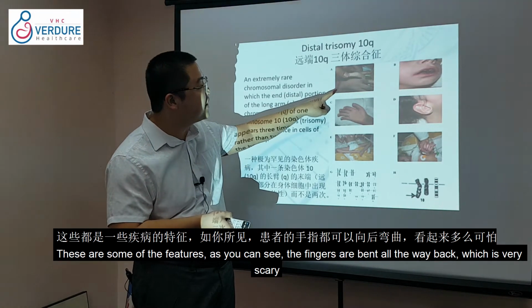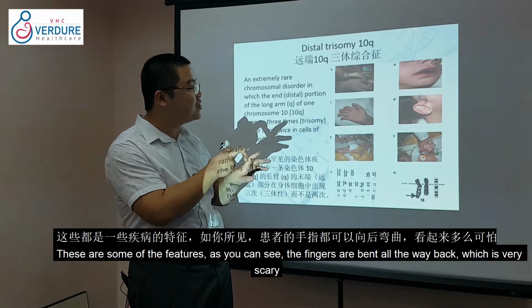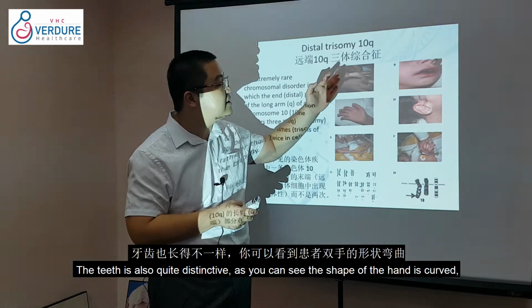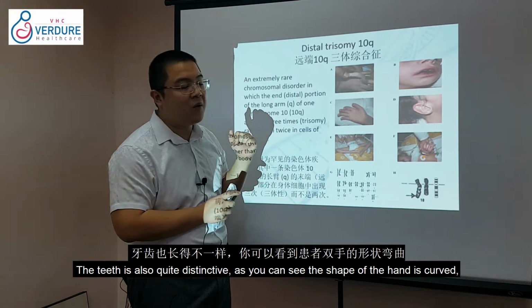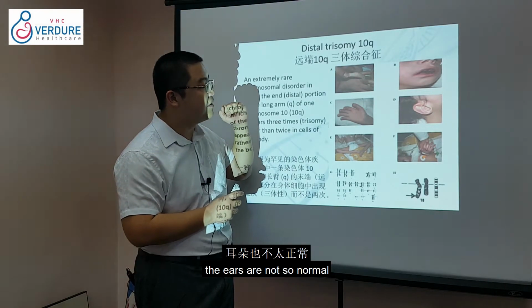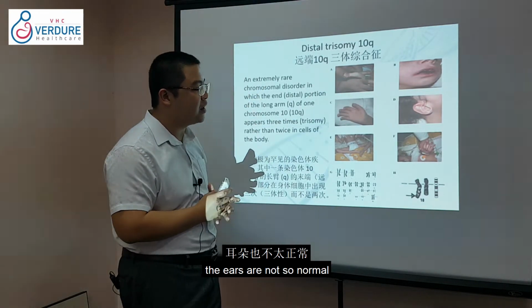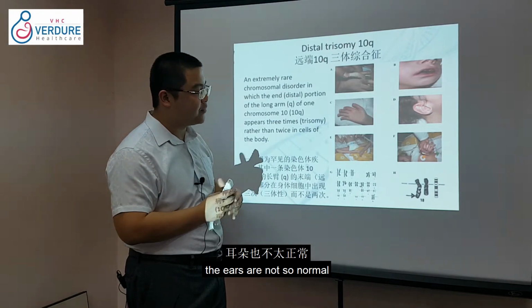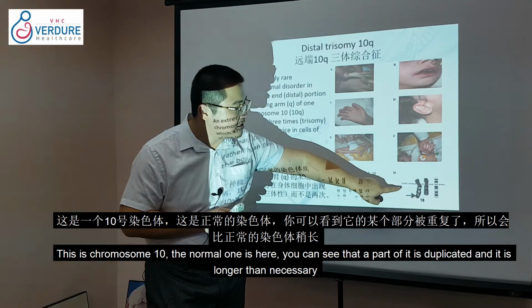As you can see, the fingers got bent all the way back, which is very scary. The teeth are also quite distinctive. The shape of the hand is curved, and the ear is also not so normal. And now, as you can see, this is chromosome 10.